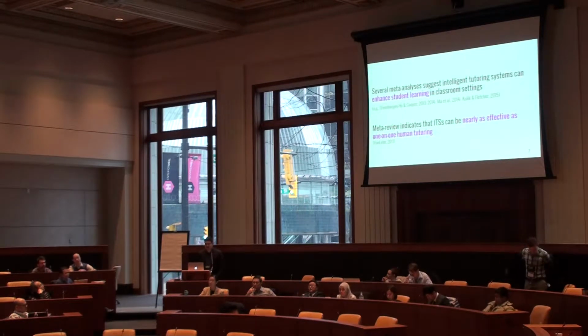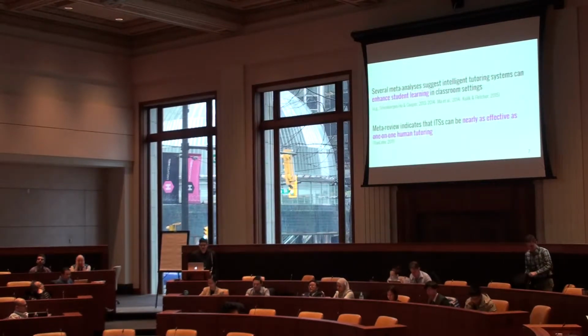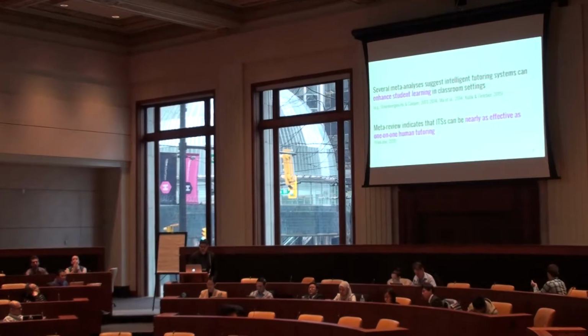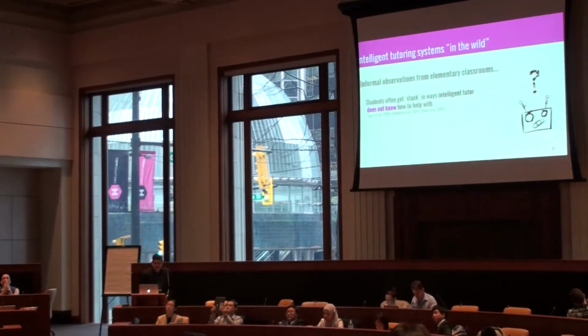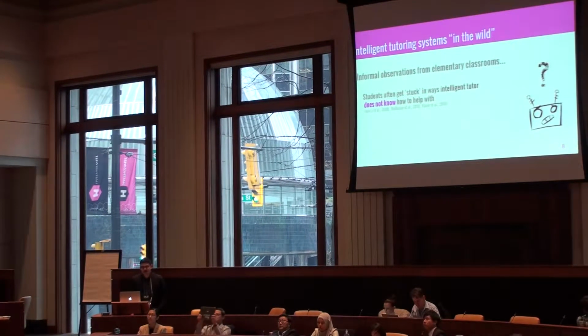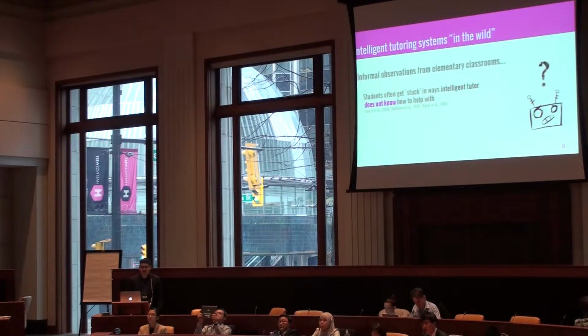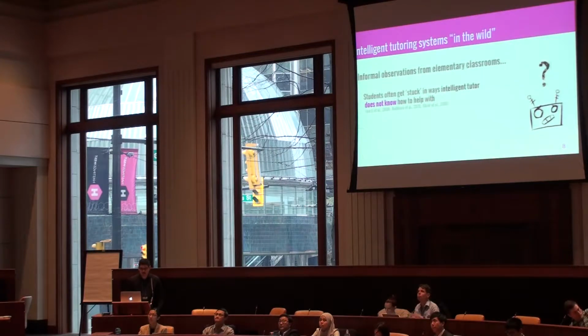So several meta-reviews have indicated that intelligent tutoring systems can enhance student learning in classroom settings when compared with traditional classroom instruction and other forms of educational technologies. However, when running studies in classrooms in the past, we've observed that while using intelligent tutoring systems, students often get stuck in ways these systems simply cannot help with. For example, they may be missing key prerequisite knowledge, or in some cases, they may hold certain misconceptions that are not modeled by the system.